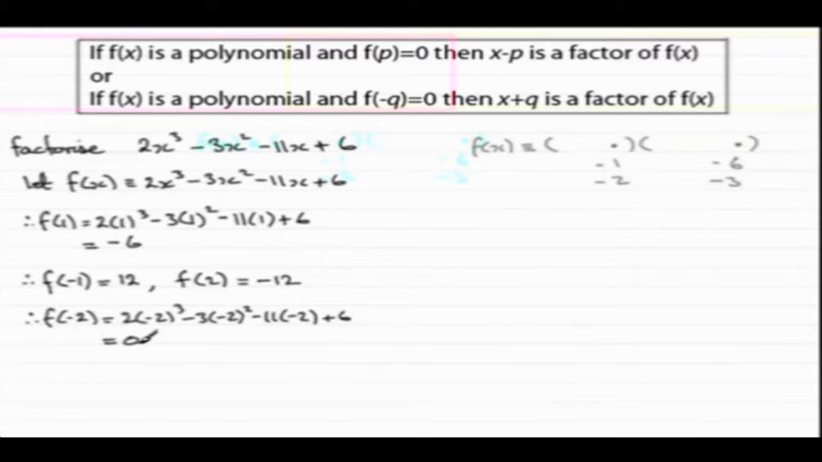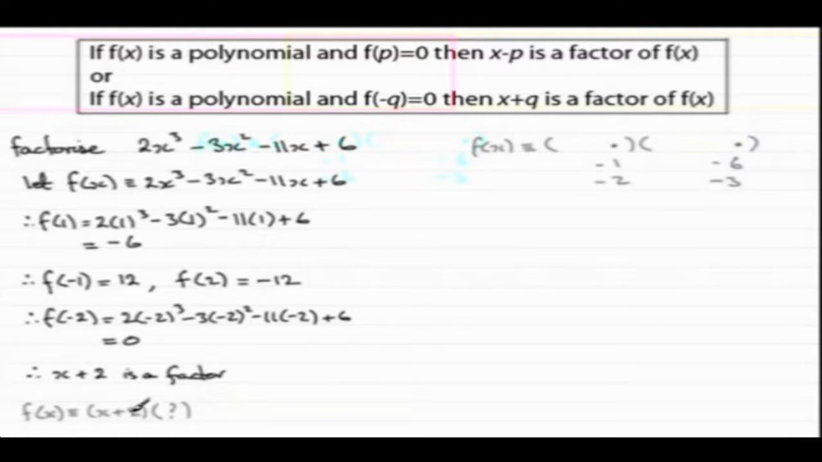That means that now that we've got f of minus 2 equaling 0, by this line here you can see that the q here corresponds to the 2, so it means that x plus 2 is a factor of f of x. So if we put that down, we've got that therefore x plus 2 is a factor. Now, once we've got one factor, we know that f of x is identical to x plus 2 multiplied by some other factor. Let's just put a question mark there.